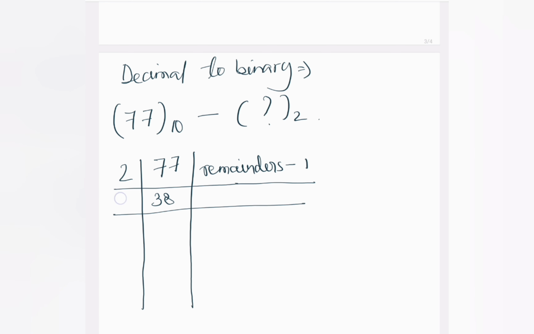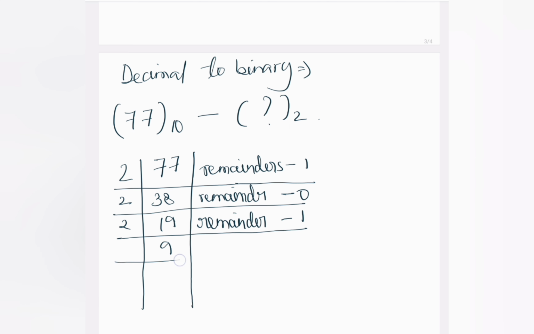A simple mathematical rule. So 2 19s are 38, so the remainder is 0 in this case. 2 9s are 18 and the remainder is 1. 2 4s are 8, remainder is 1. 2 2s are 4, remainder is 0.